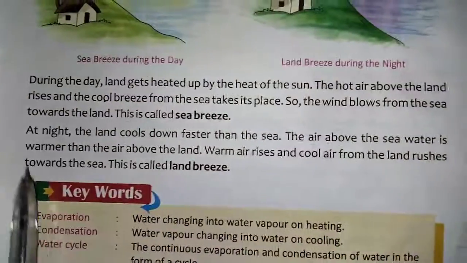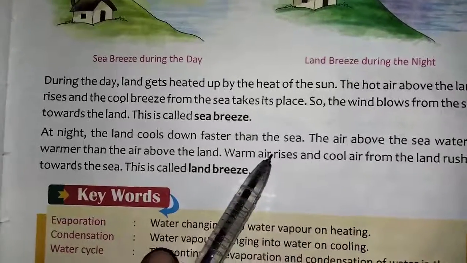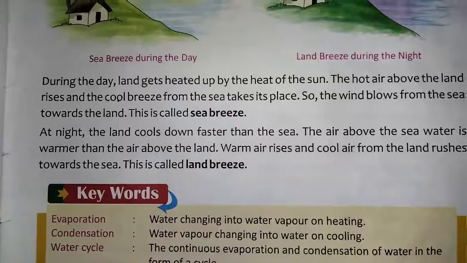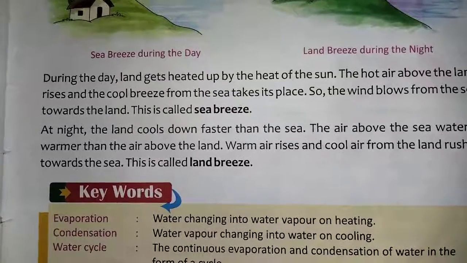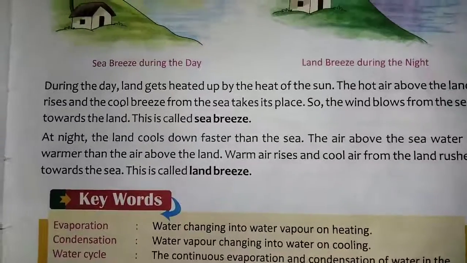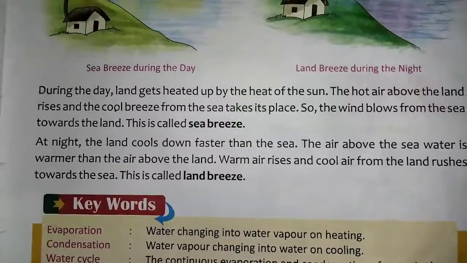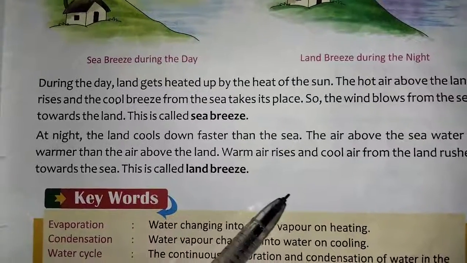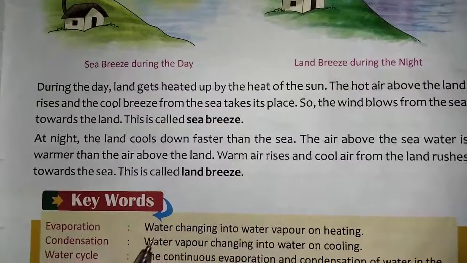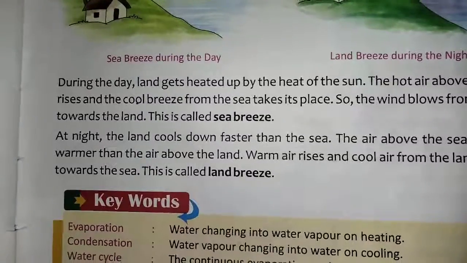Now next, at night, the land cools down faster than the sea. The air above the sea water is warmer than the air above the land. Warm air rises and cool air from the land rushes towards the sea. This is called a land breeze. It is known as a land breeze.